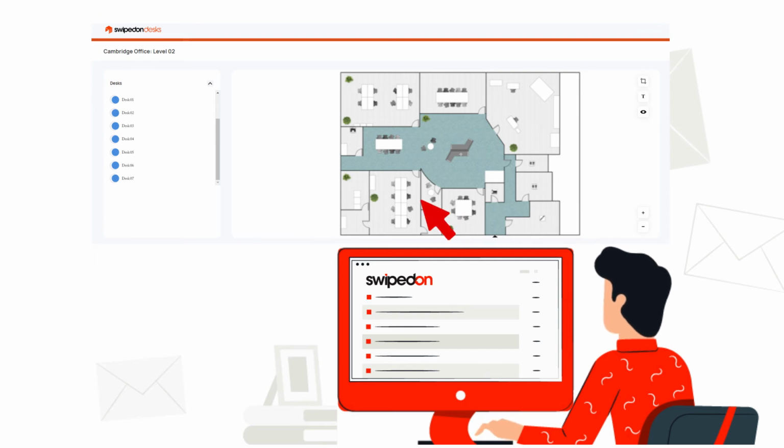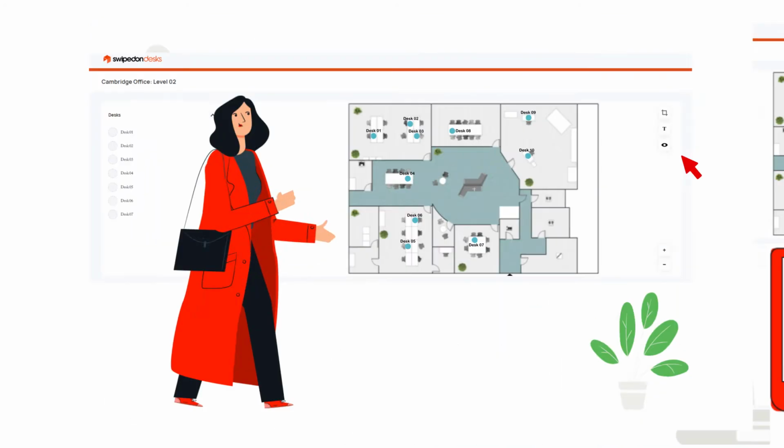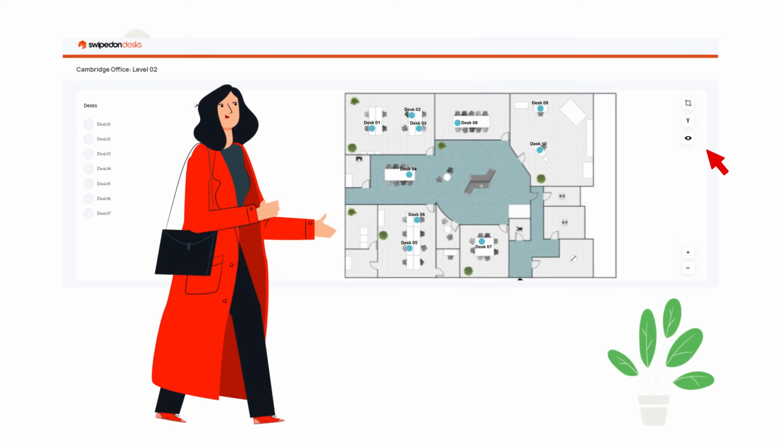Now that you've uploaded a floor plan, the desk can be added to the floor plan by clicking on the blue circle and dragging them onto the map. Clicking on the X removes the resource and adds it back to the list.